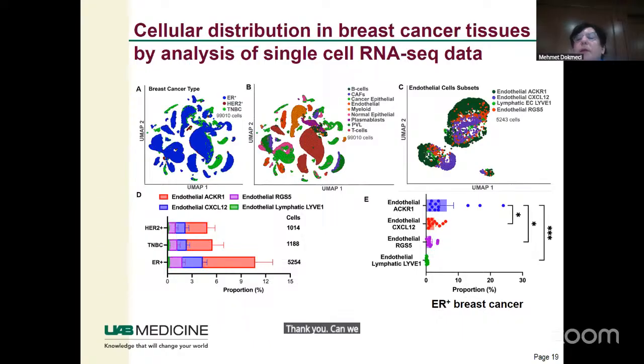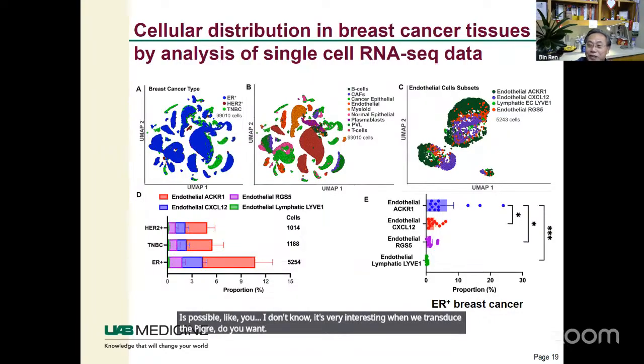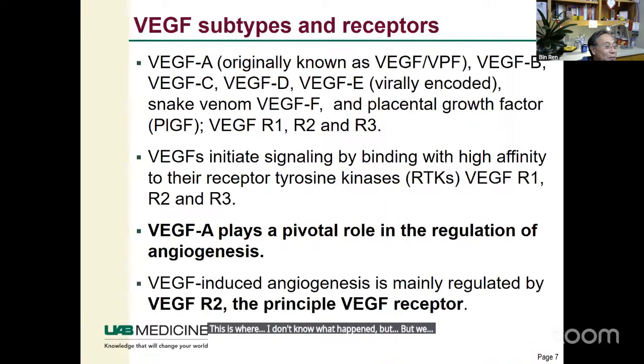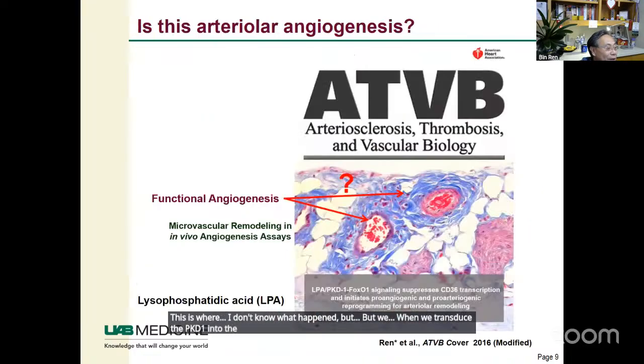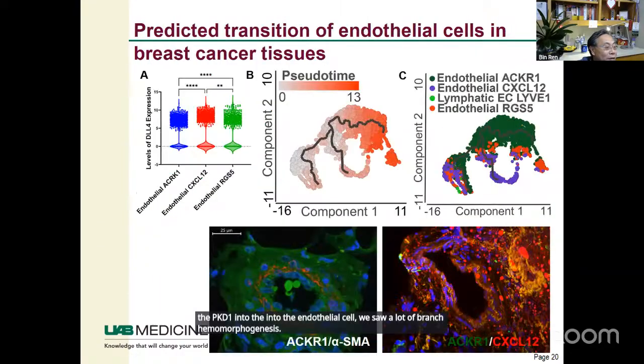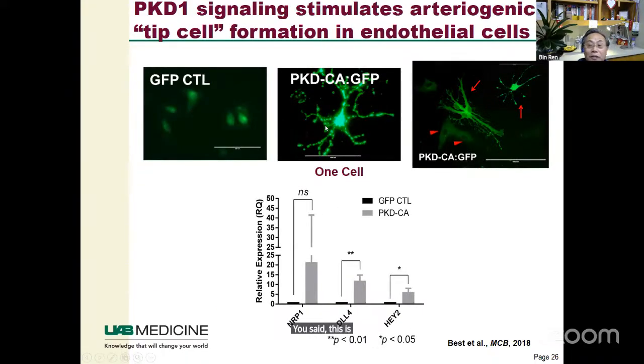Can we control the direction and branching of angiogenesis in vitro or in vivo by controlling the level of each marker? It's possible. I don't know. It's very interesting: when we transduce PKD1 into endothelial cells, we see huge cells. I don't know what happened, but when we transduce PKD1 into the endothelial cell, we saw a lot of branch morphogenesis. Where is this? Okay, here. You see, this is one cell actually. It's very huge, very big endothelial cells. They have a lot of branch angiogenesis.